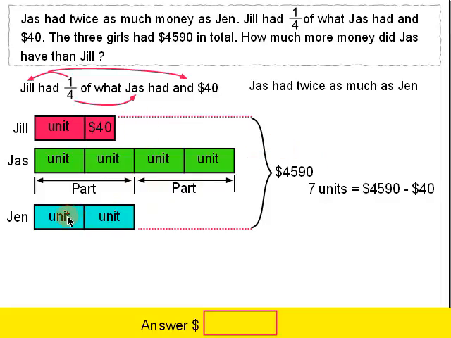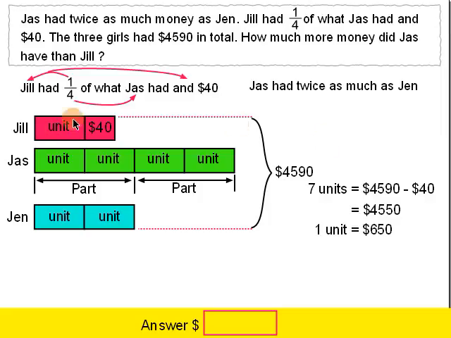On the left, we have a total of 1, 2, 3, 4, 5, 6, 7 units plus $40. On the right, we have $4,590. So that means 7 units is equal to $4,590 minus $40, which is equal to $4,550. Therefore, what is 1 unit? We're going to take 4,550 divided by 7, and you get 650 for 1 unit.